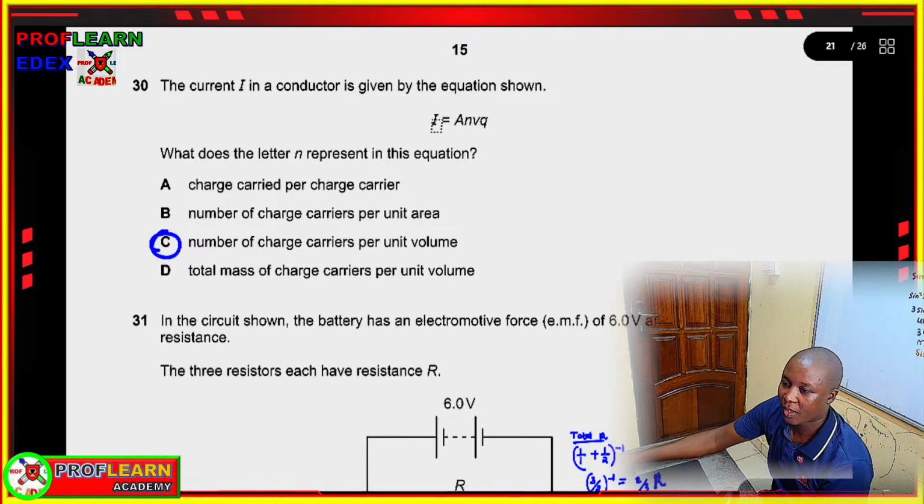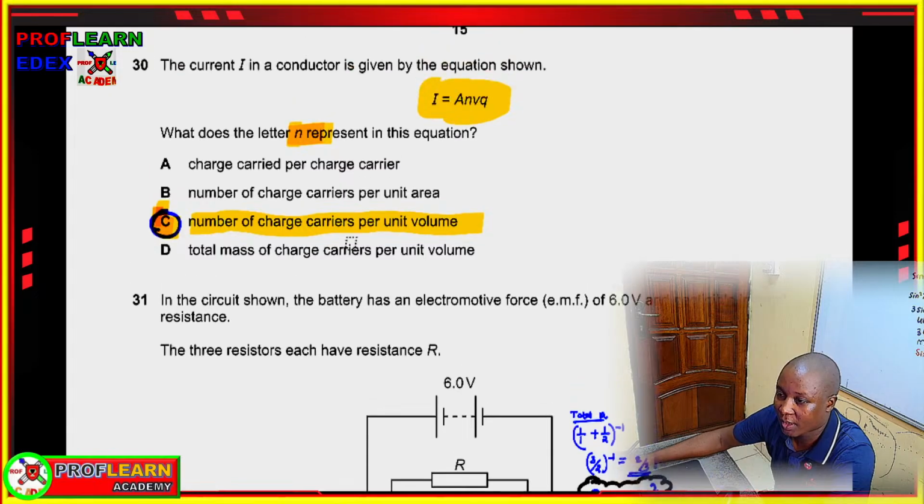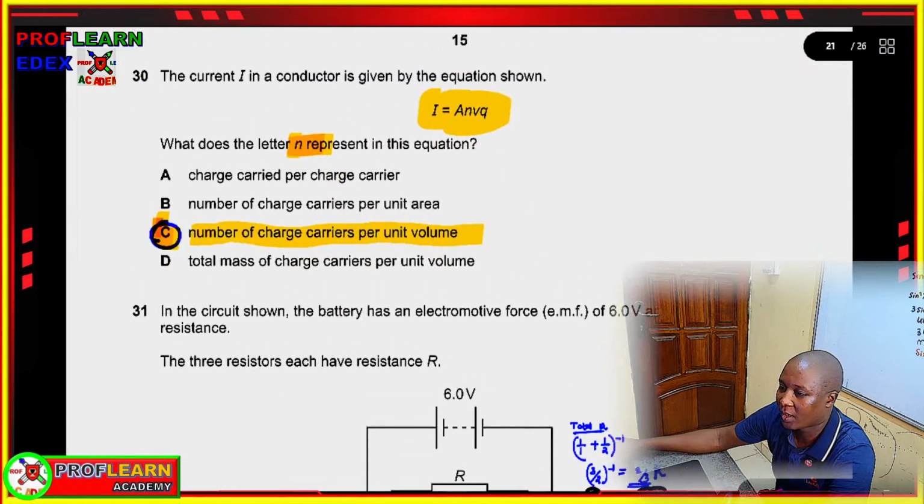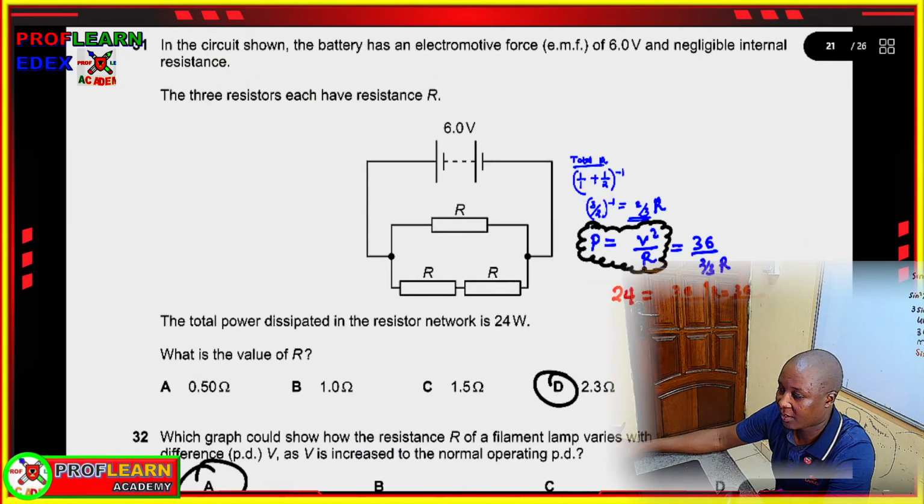Current in a conductor is given by I equals nAvq. What does n represent? n represents the number of charge carriers per unit volume. Of course, I is current, A is the cross-sectional area of the conductor, v is the velocity of the charge carriers, and q is the charge of each charge carrier. So for instance, if we are talking of electrons, that's going to be 1.6 times 10 raised to power negative 19.